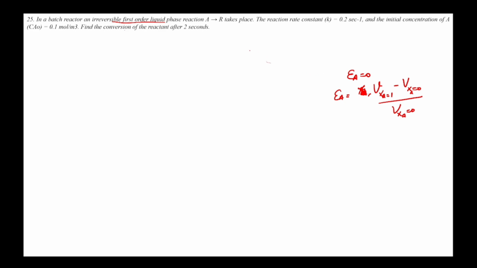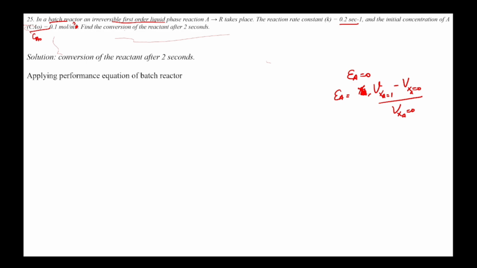Okay, A that gives R takes place. The rate constant is given for this first order reaction, and the initial concentration of A is given, this is CA naught. Find the conversion of the reactant after 2 seconds, and the reactor is a batch reactor. So, solution: conversion of the reactant after 2 seconds.